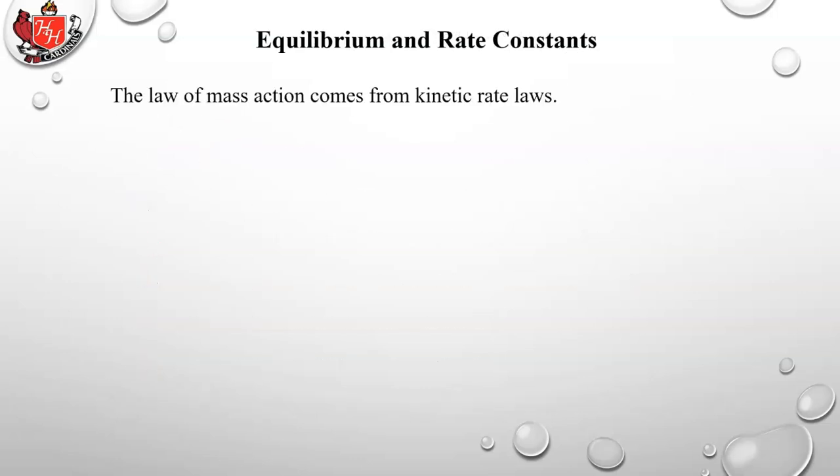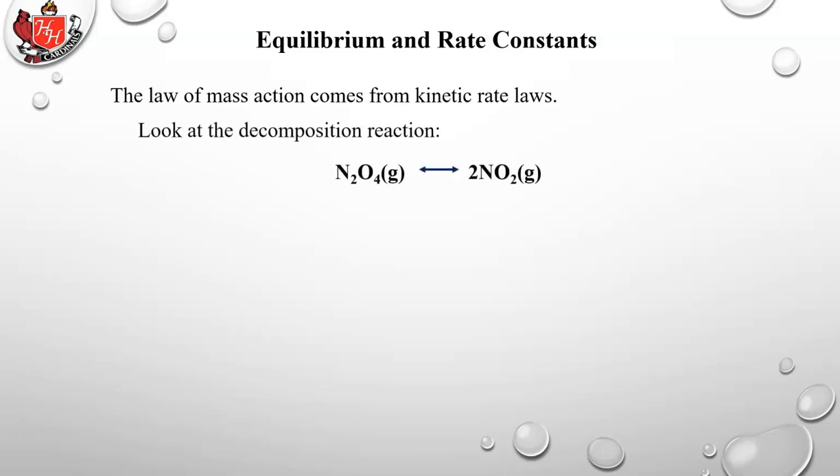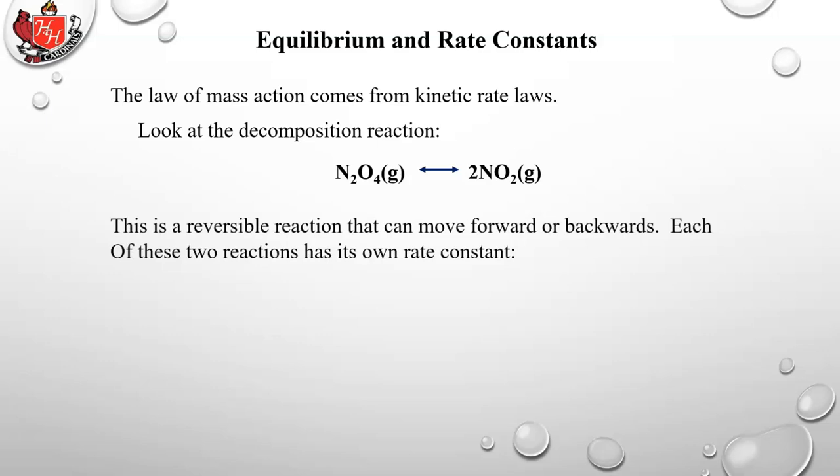The law of mass action comes from the kinetics rate laws. So if we look at the decomposition reaction of N2O4 decomposing into two NO2 molecules, this is a reversible reaction that can move forward or backwards. Each of these two reactions has its own rate constant. So if we take the forward reaction, you notice we're just using a one-way arrow there. So we're only dealing with the forward, left to right part of that reaction.